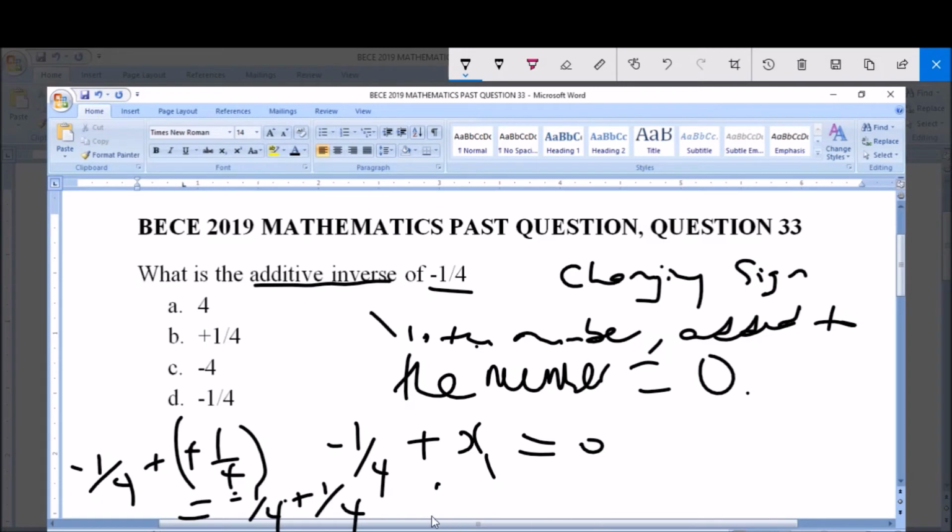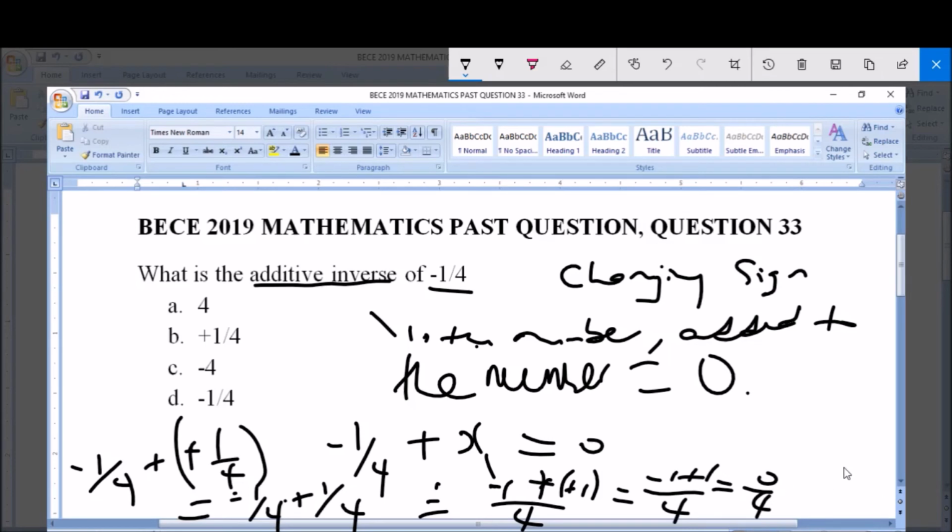Now let's simplify it. Our LCM will be 4, because it's common to both of them. 4 in 4 is 1, and 1 times minus 1 will give us minus 1. Then 4 in 4 will give us 1, and 1 times plus 1 will give us plus 1. So this will give us minus 1 plus 1 all over 4. And minus 1 plus 1 is equal to 0 over 4.